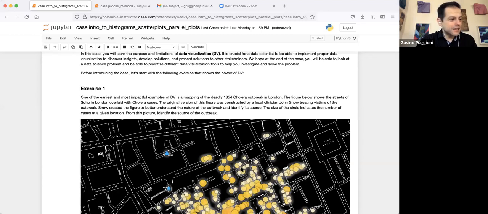And we can see that the larger the circle, the higher the number of cases for that specific location. And the original version of this figure was constructed by a local clinician named John Snow. I'm wondering if this name rings a bell in your minds, if any of you are familiar with Game of Thrones.